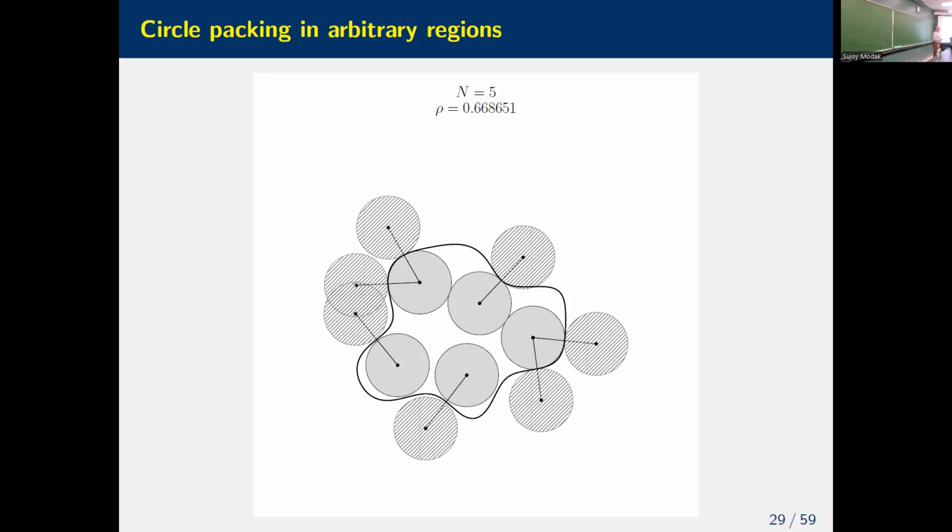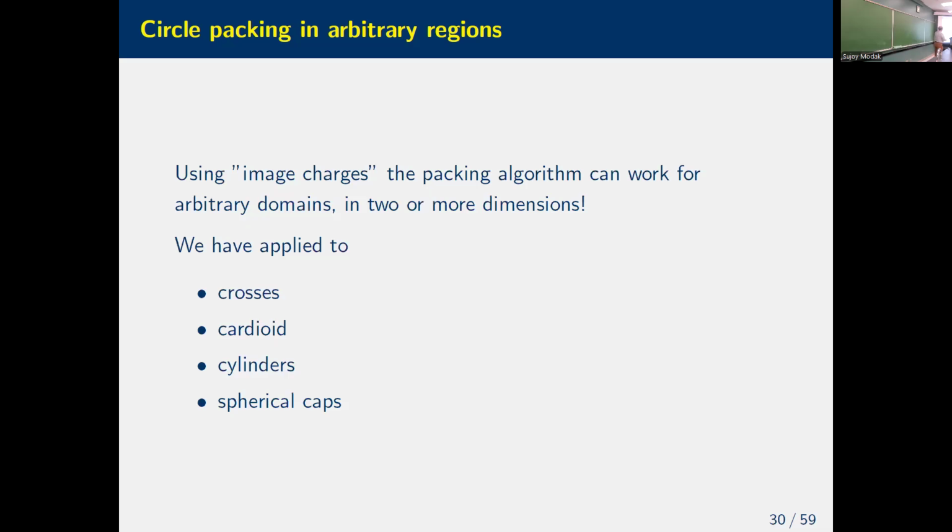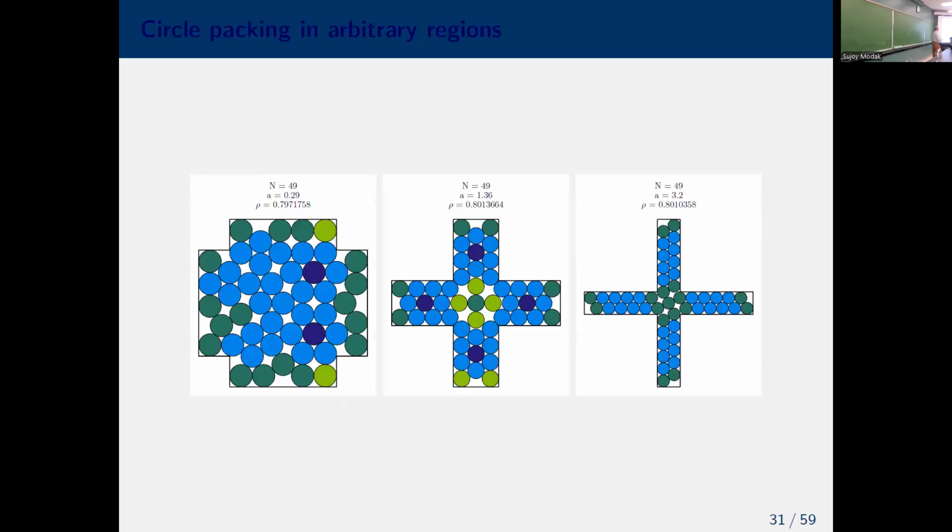So this is the final evolution of the algorithm after I do this recipe. As you can see, now I have no problem. A point doesn't need to have a single image charge. Like in this case, you see you have two because it's equidistant from the border in two directions. Okay, you can even have more if needed. So this is the idea, and this idea allows us to extend this treatment of packing to more complex geometries. For example, we have looked at crosses, cardioids, cylinders, spherical caps. So, for example, these are particular configurations in the cross.